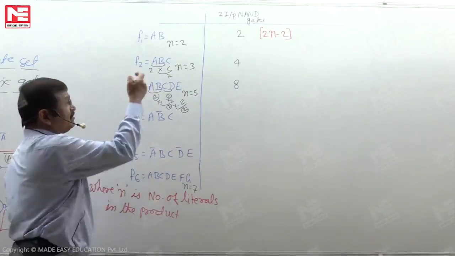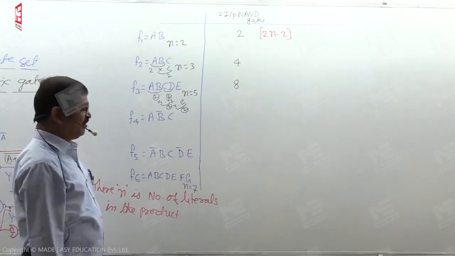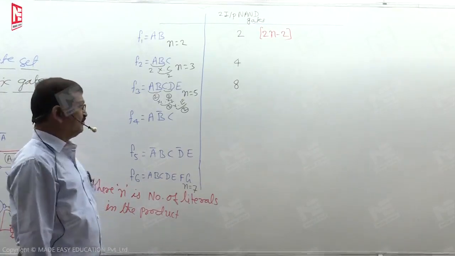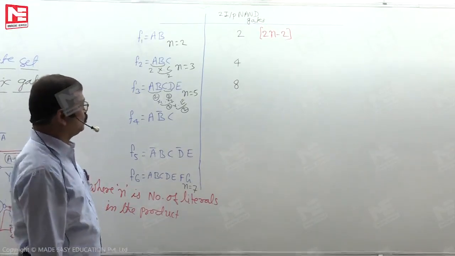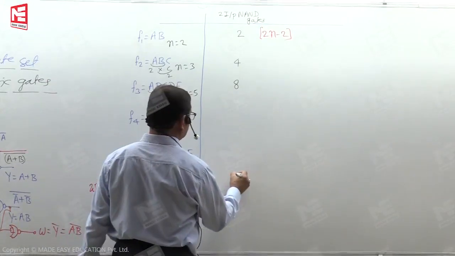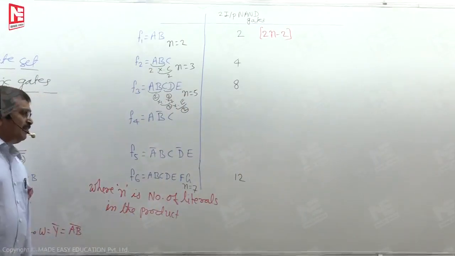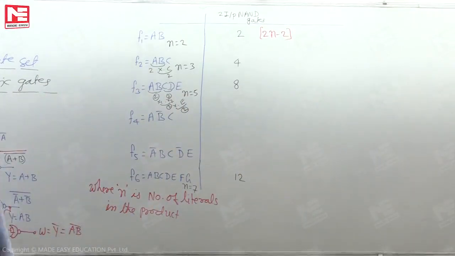So based on this, look into the formula. 2n, that is 14, since n is 7. 14 minus 2, so the answer is 12. Answer must be 12. So like this, we can find the answer based on a formula.